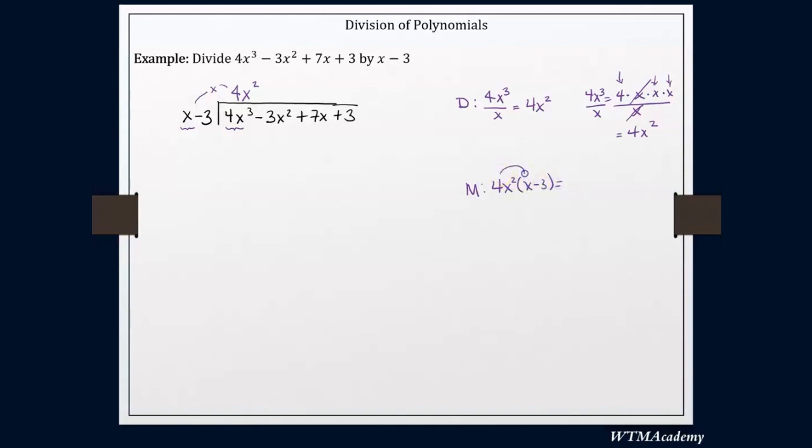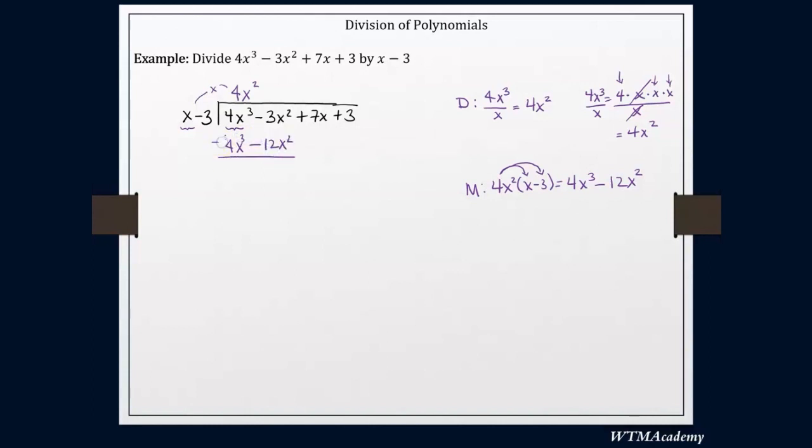So 4x squared times x will be 4x to the third power. And 4x squared times minus 3 will be minus 12x squared. All right, so let's write it here. This is what we're going to be subtracting. So this is 4x to the third power minus 12x squared.